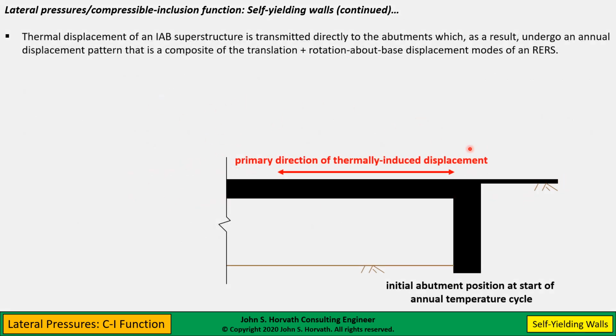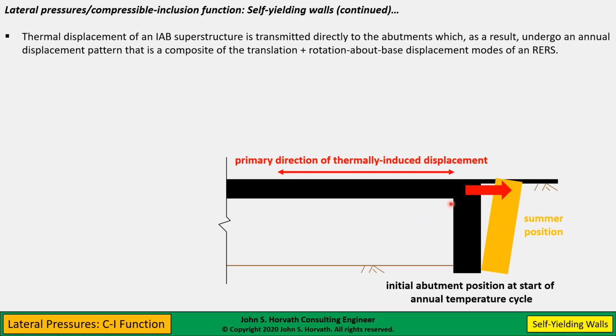So as I said, the thermal displacement of an IAB superstructure is transmitted directly to the abutments, which will undergo an annual displacement pattern. And this pattern is a composite of the translation and rotation about base displacement modes of a rigid earth retaining structure. We know that traditional yielding rigid earth retaining structures have three possible modes. One is translation or sliding. One is rotation about the base. The other is rotation about the top. So this has translation and rotation about the base components.